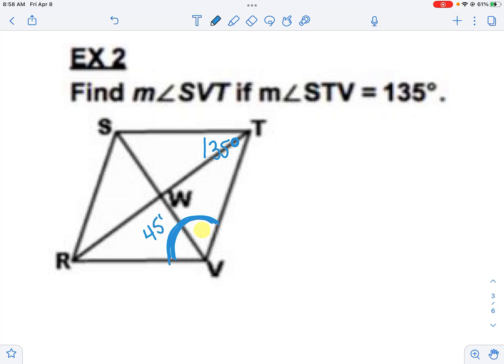And that would make that whole angle 45 degrees. And then to find each half, remember in a rhombus that it's cut in half in the corners. I'm going to do 45 divided by 2, and 45 divided by 2 would just be 22.5 degrees.